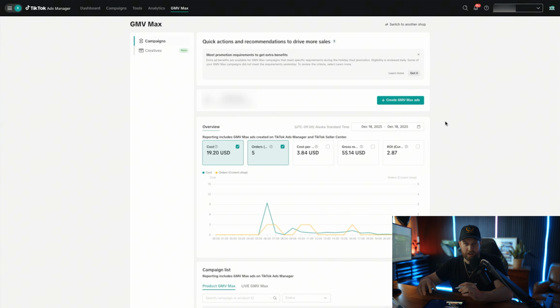So the first thing you're going to want to do is go ahead and click Create GMV Max Ads. This is located inside of the TikTok Ads Manager. And then you want to navigate over to the GMV Max tab up here on the other side. Make sure you've got your shop selected. You'll open up this page. You click Create GMV Max Ads.